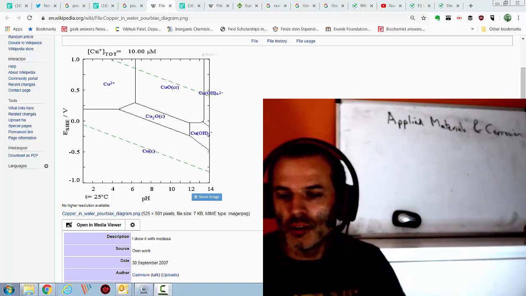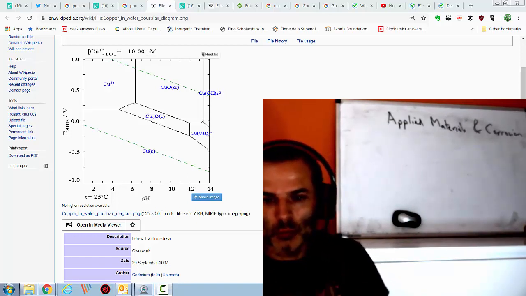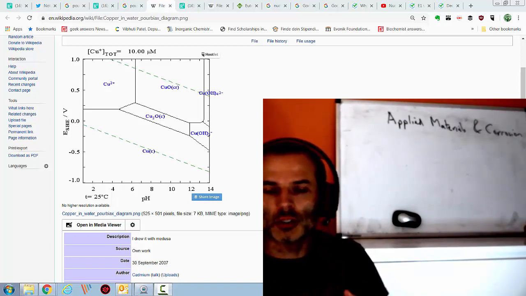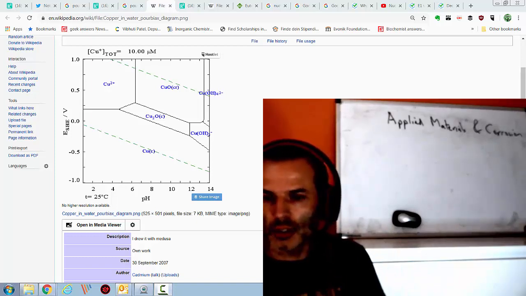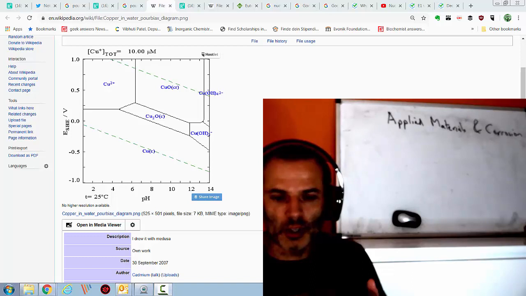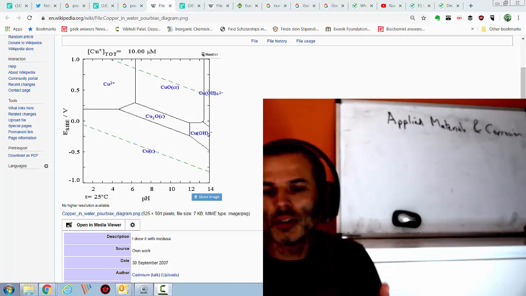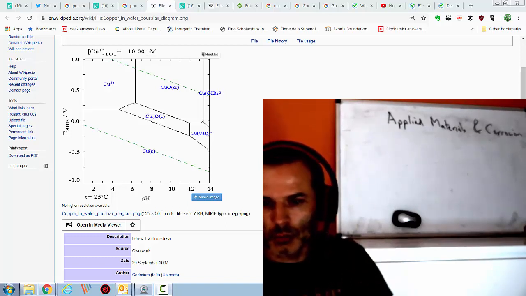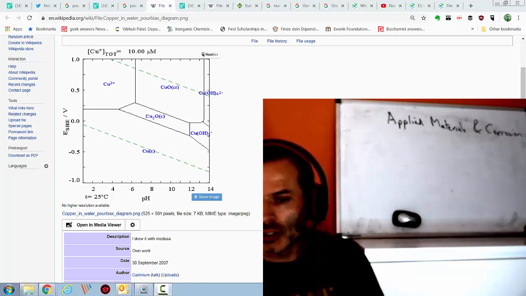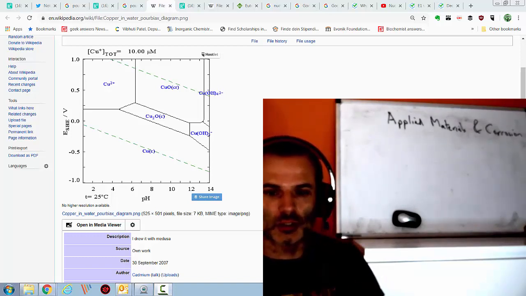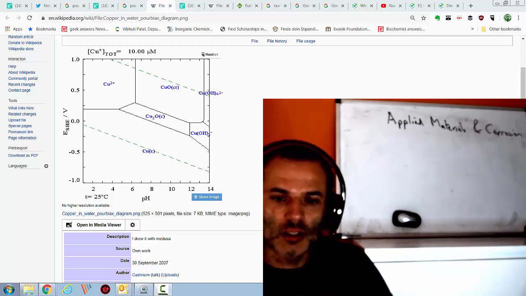So if we put other ions in there, we can modify this diagram somewhat. If we take an ion in the sulfate conditions, we can form various solid sulfates, which will change the shape of our diagram somewhat. So we will need to look up a new diagram or make a new diagram for the conditions that we're in.